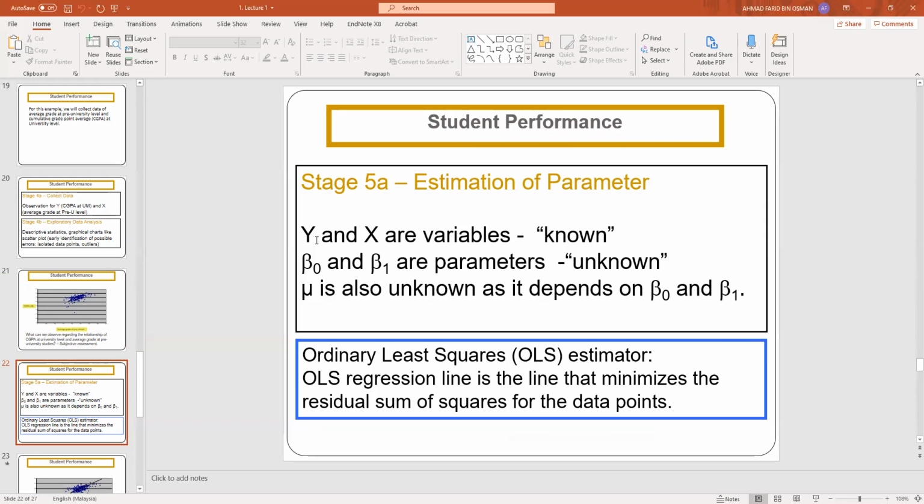So the two variables we can see, y and x, are known, but beta 0 and beta 1 are parameters, which means they are unknown. We do not know the true value. And u is also unknown, as it depends on beta 0 and beta 1.